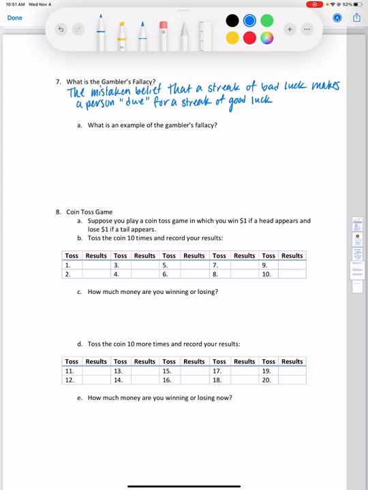Okay, so that's the main idea for it. Or you can think of it as that a streak of good or bad luck will continue.